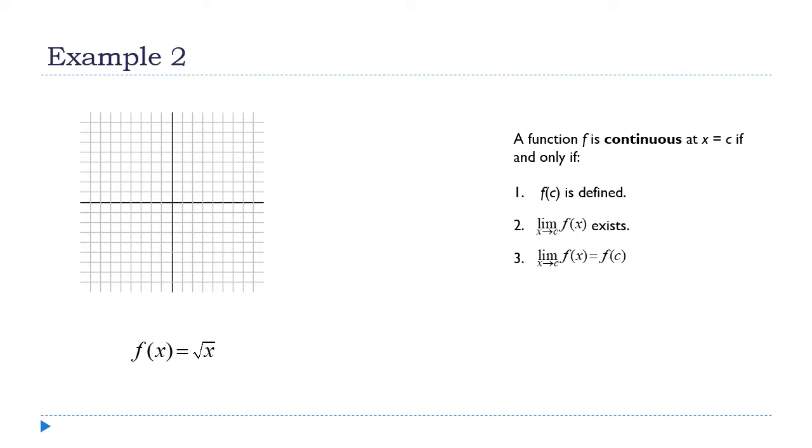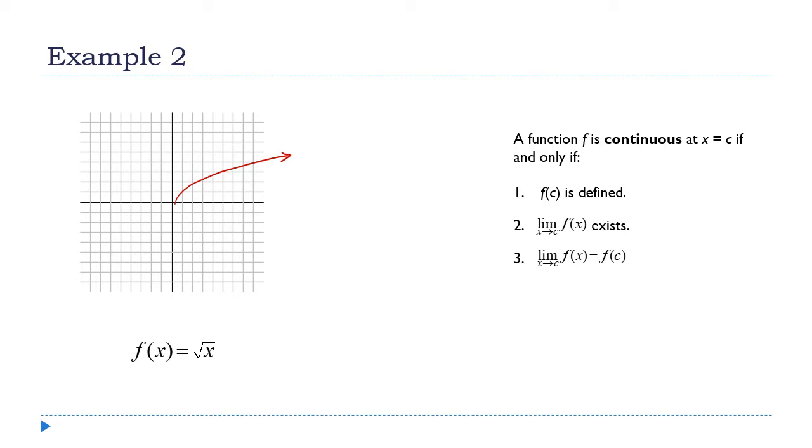Okay, so how about this thing? f of x equals the square root of x. Well, again, it helps to go to the graph. The graph looks like this. And so it's not defined for negative values of x. The point that I need to be concerned about here is 0.